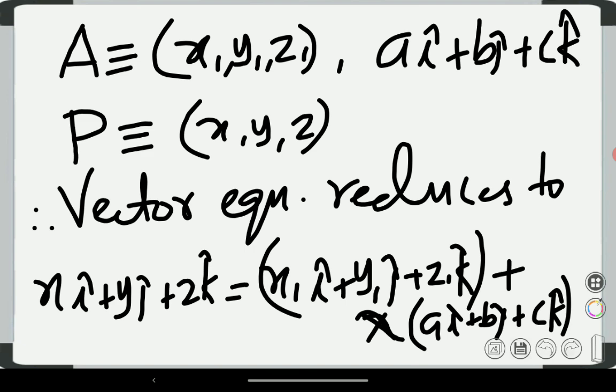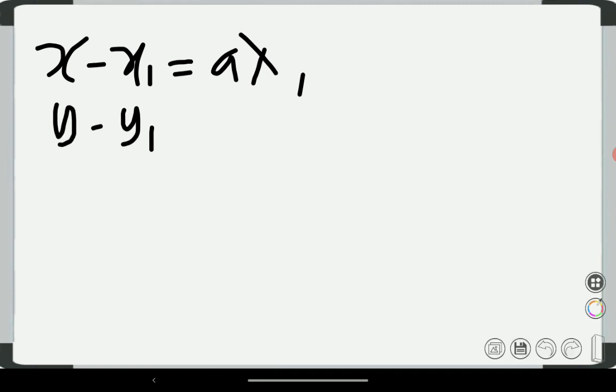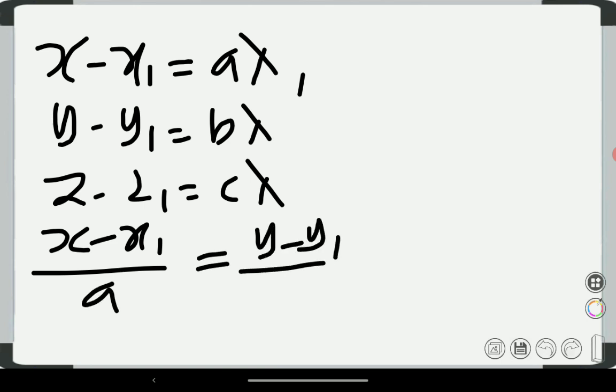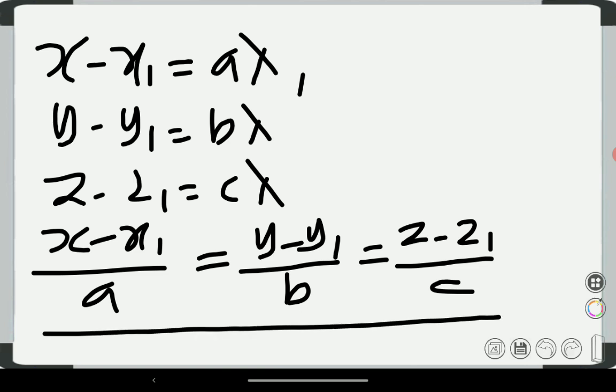what we will get is x minus x1 equal to a lambda, y minus y1 equal to b lambda, z minus z1 equal to c lambda. If we eliminate lambda from all these equations, what we will get is (x minus x1) by a is equal to (y minus y1) by b equal to (z minus z1) by c. This represents the Cartesian equation of the line passing through the point x1, y1, z1 and parallel to a vector whose direction ratios are a, b, c.